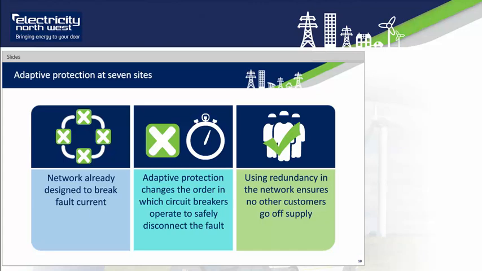Adaptive protection changes the order that the circuit breakers operate to safely disconnect the fault from the rest of the network. Using redundancy built into the network, we can ensure that no other customers will go off supply as part of this change.